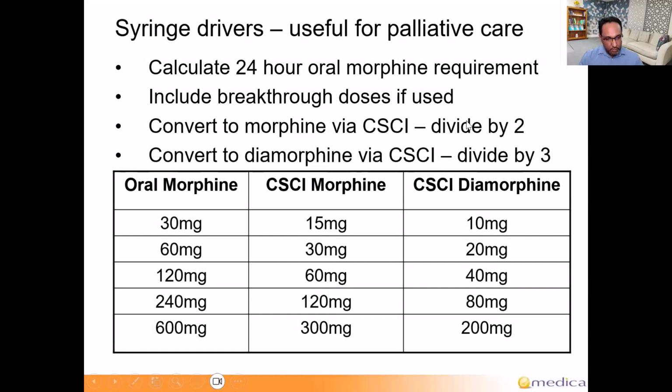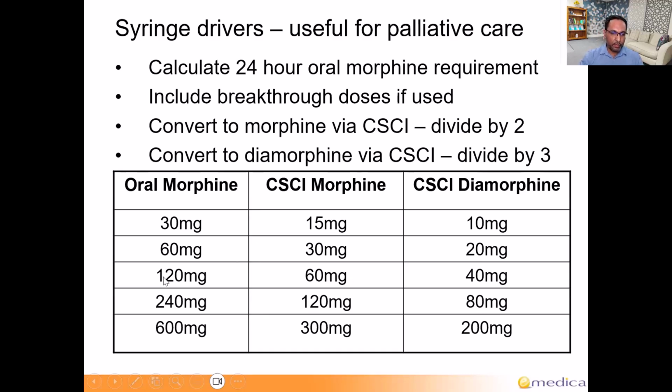So if we look at the use of syringe drivers in palliative care, if you're changing from oral medication to a syringe driver, this is the conversion table adapted from the one in the BNF. You look at their 24-hour oral morphine requirements, and that should include any breakthrough doses. Then if you're converting to morphine given by syringe driver, because you can give morphine or diamorphine in a syringe driver, for morphine you divide by 2. For diamorphine you divide by 3. So someone on a total of 240 milligrams, like this patient: changing that to morphine in a syringe driver, you divide by 2, so it'd be 120 milligrams of morphine in 24 hours. If you're changing to diamorphine, it's 80 because you're dividing by 3.